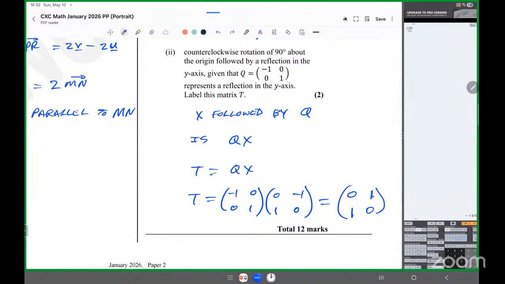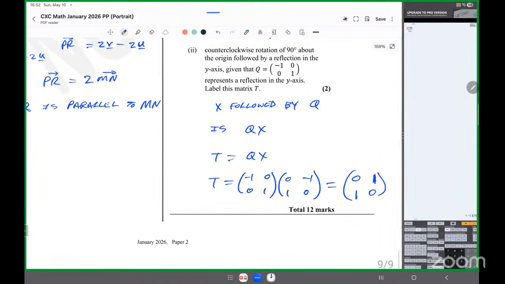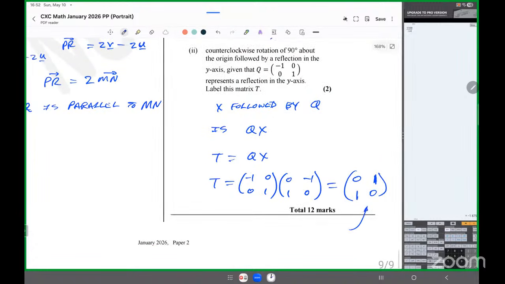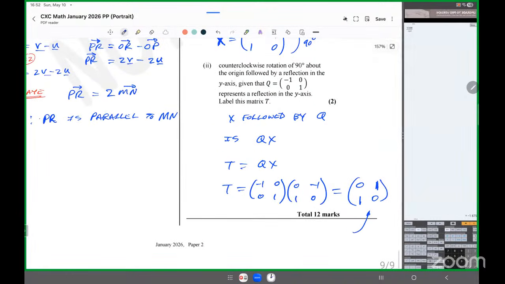Okay. And which matrix is this? Which matrix is that? Y equals X. Reflection matrix. Reflection in the line y equals x. Y equals x reflection.